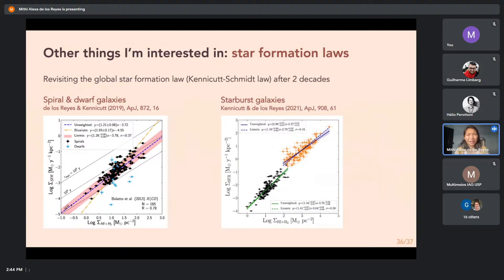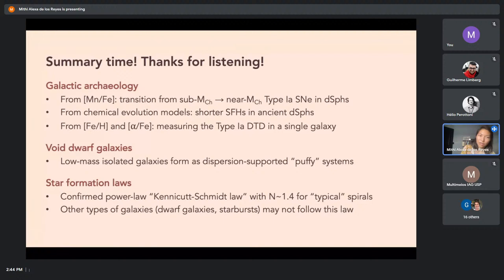There are also a lot of systematics that go into all of these measurements, and again, I'm happy to talk about all of this if folks are interested. But for now, I'm just going to quickly summarize everything we've talked about.